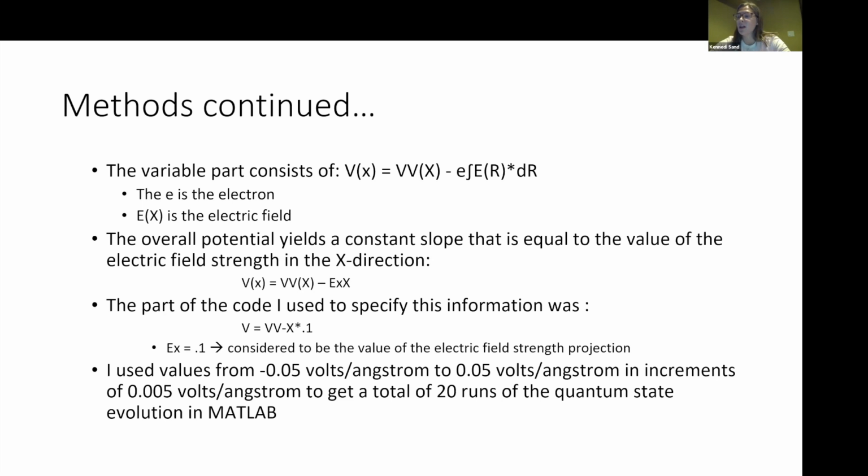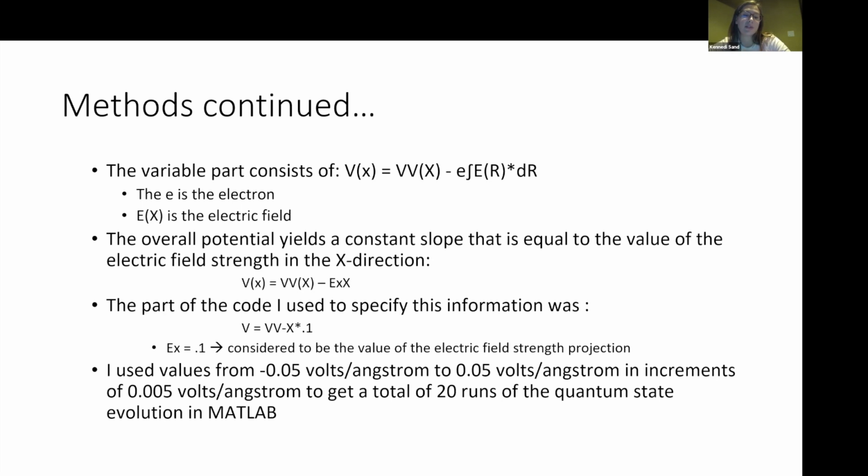The overall potential yields a constant slope that is equal to the value of the electric field strength in the x direction. So we simplified that equation above to just V(x) equals V times V(x) minus E sub x times x. The part of the code that I used to specify this information was V equals V times V minus X times, and in this case I put 0.1. That 0.1 is considered to be the value of the electric field strength projection.